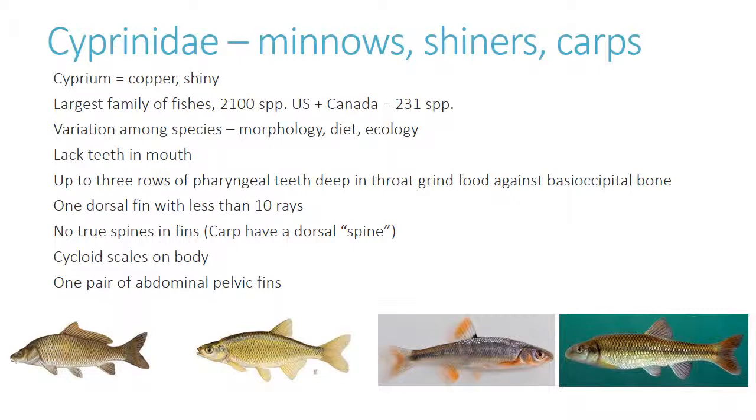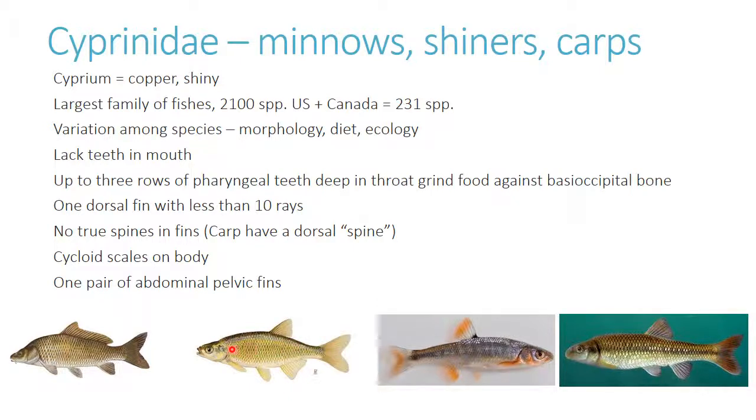There's lots of variation among species in their morphology, their diet, even just the basic ecology. These characteristics that are listed here are in your lab handout, so we've talked a little bit about those in lab. Then down here are pictures, examples of each of the species that you're responsible for in this family. So the first one is the common carp. That's right here. Cyprinus carpio. That has the little barbels next to the mouth.